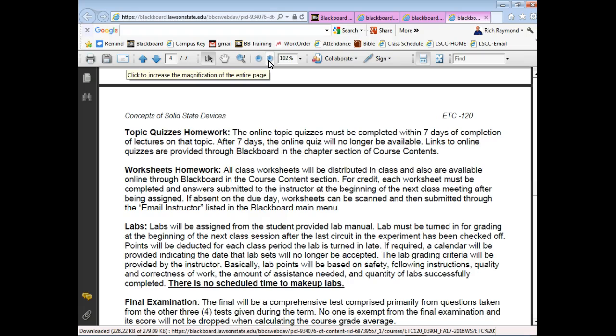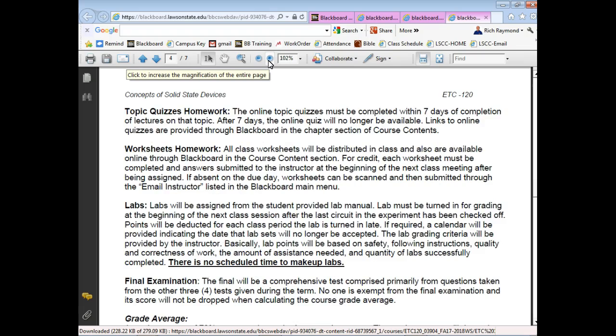Topic quizzes are due within 7 days after we complete that topic in class. Everybody understand that? So when we finish our introduction to AC, the topic quiz is due within what? Within 7 days. Everybody understand that? I can't leave those topic quizzes open. And you get two shots at the topic quizzes. So if you don't like the grade you made the first time, you can retake.